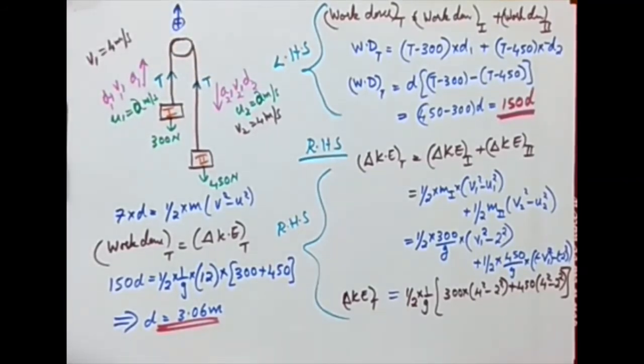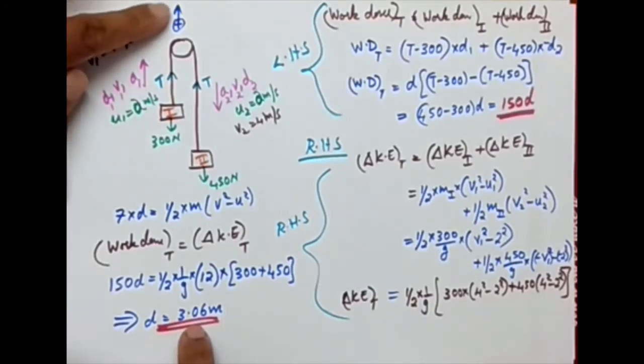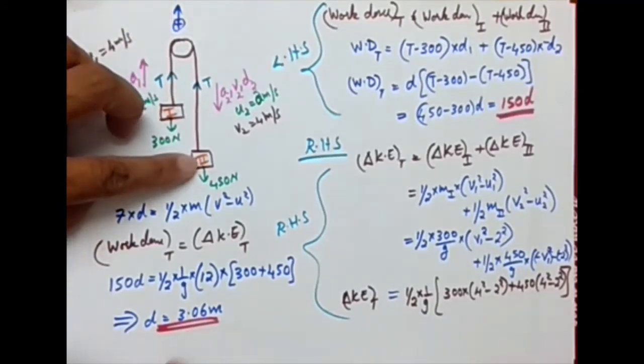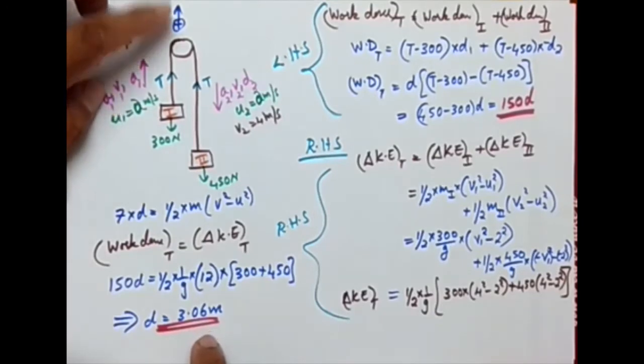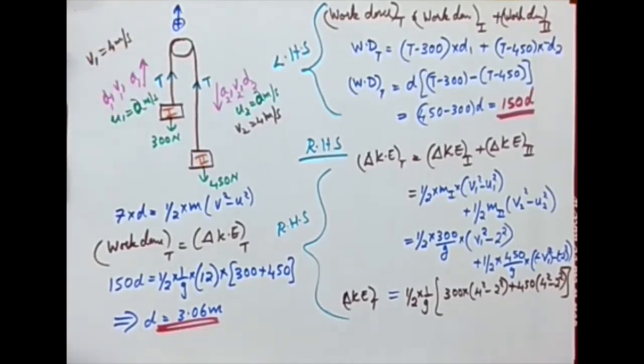The distance traveled, or the displacement of both the blocks, is 3.06. The displacement for the 300 Newton block will be plus 3.06 as per the sign convention, and for block 2 it will be minus 3.06 according to the sign convention we chose. And the other part of this question is to calculate the tension. And how to get the tension?